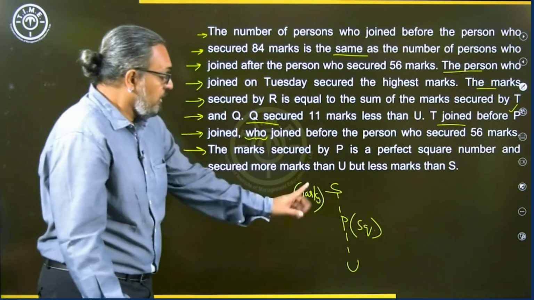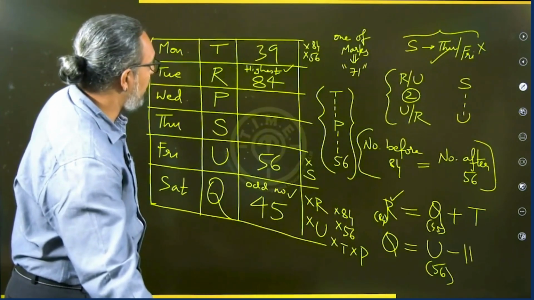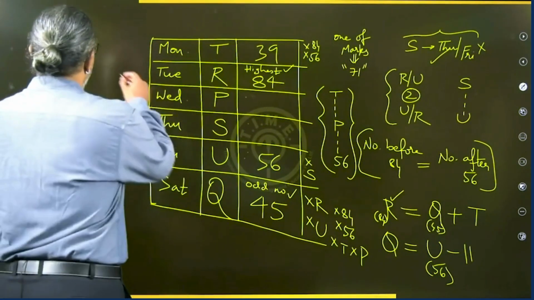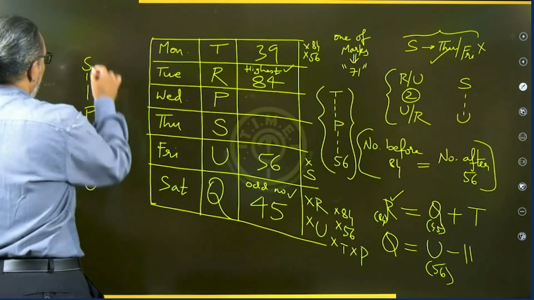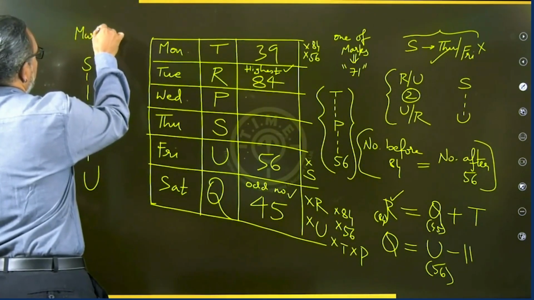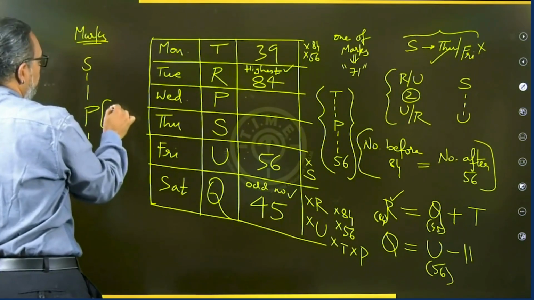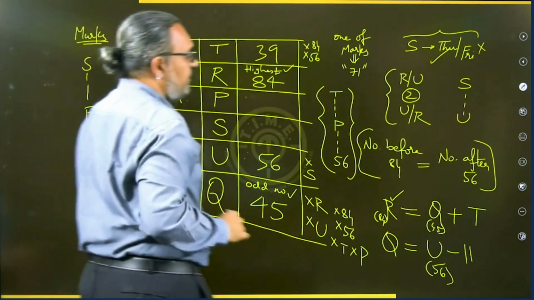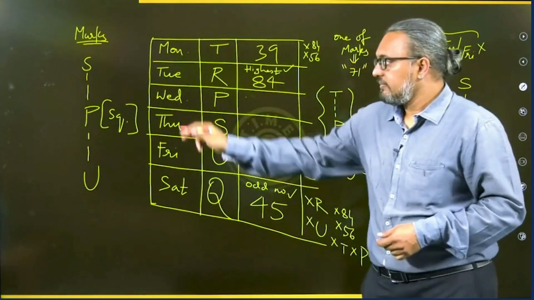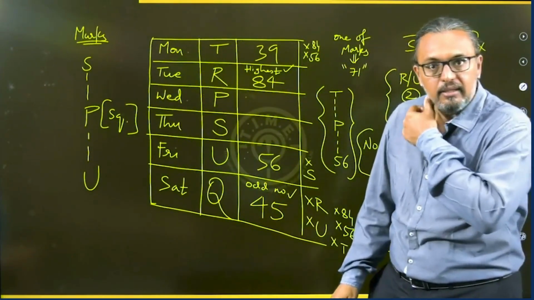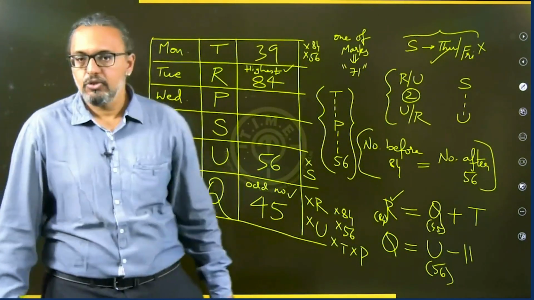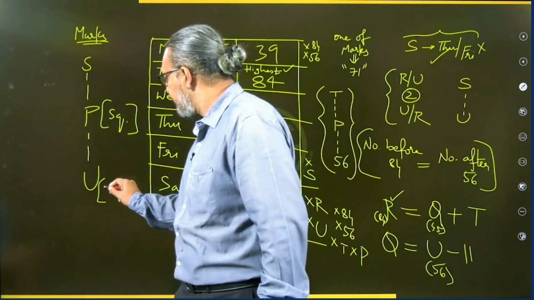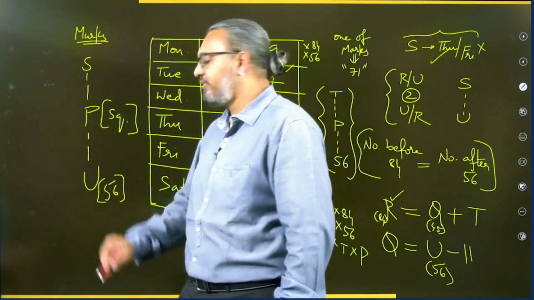Okay. Right. So let us see S, P and U. Okay. So I will fix it here. S, P, U. So this is regarding the marks. And P should be a perfect square. S, P and U. Correct? So now, what do we have here? We have U's marks. Correct? So U's marks is how much? 56. So P's marks should be more than 56.